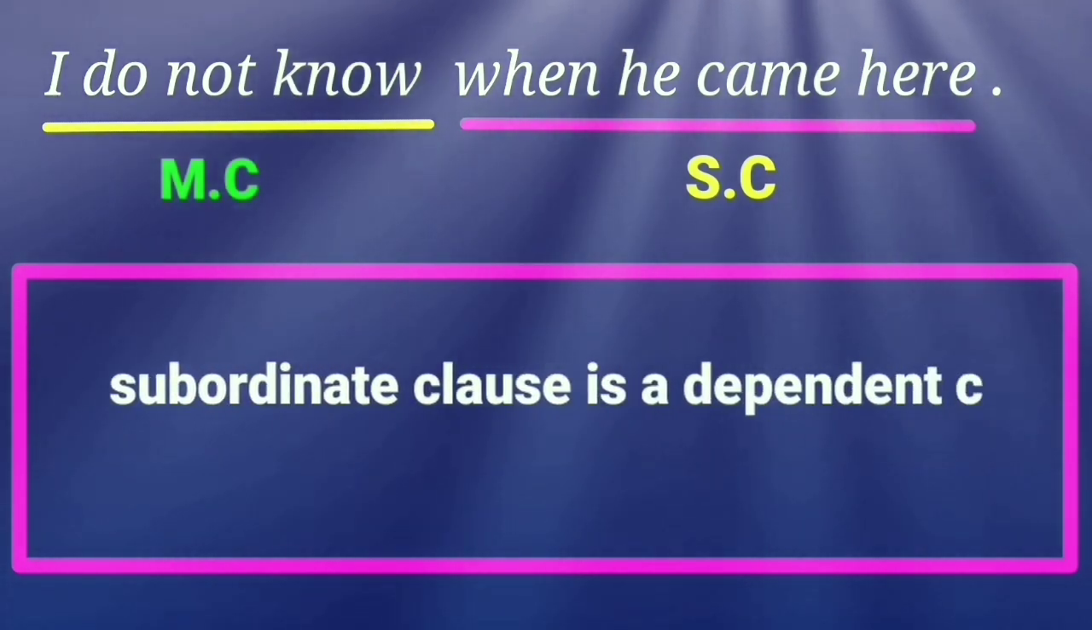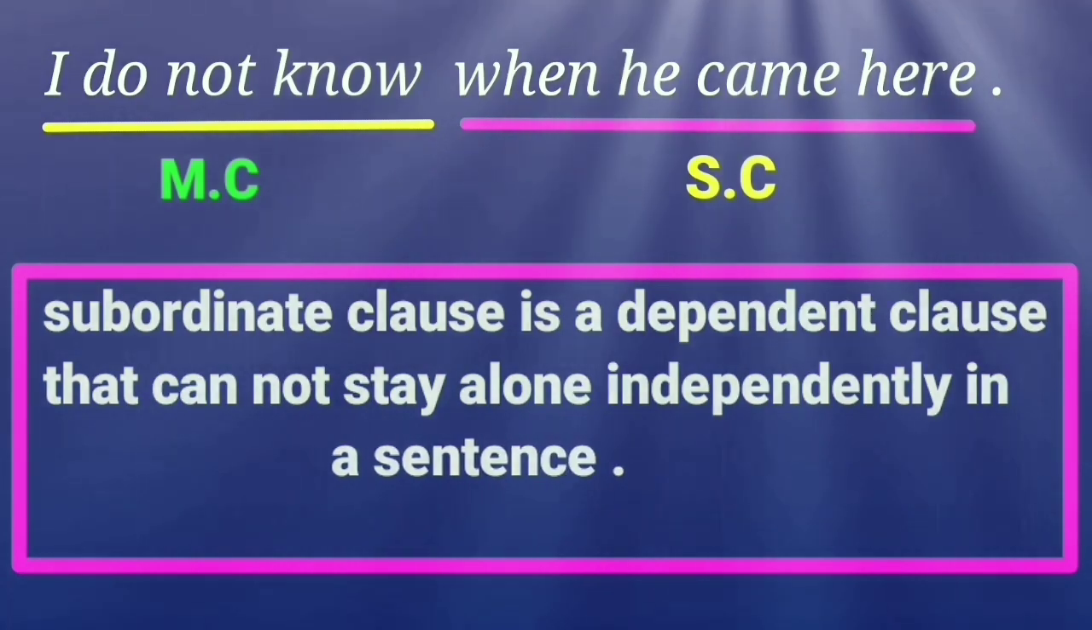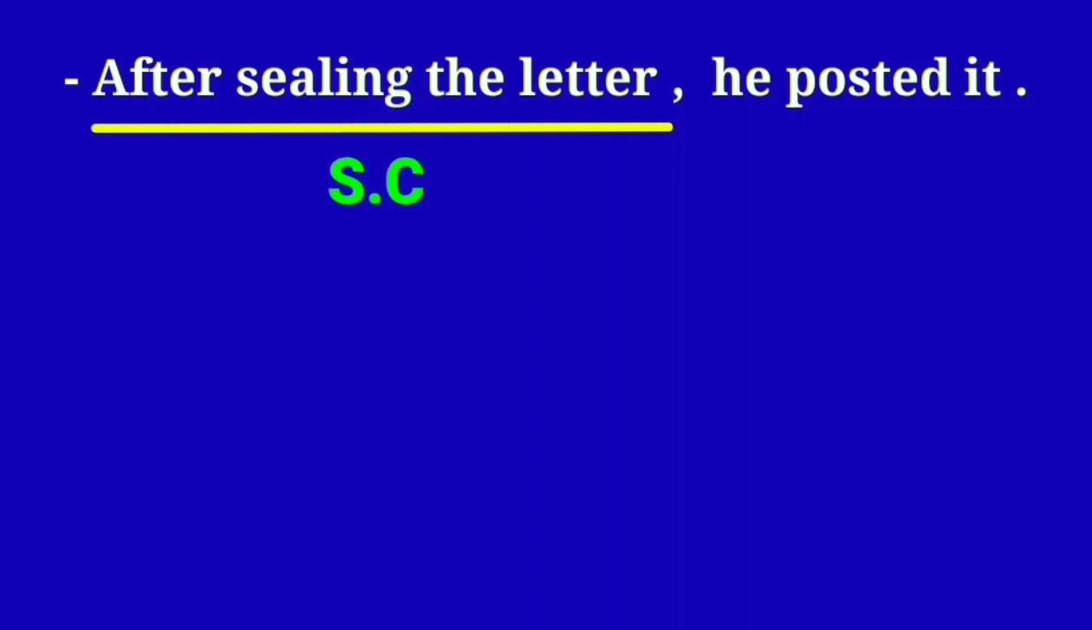A subordinate clause is a dependent clause that cannot stay alone independently. After sealing the letter, he posted it. After sealing the letter is a non-finite clause that is not independent. It is a subordinate clause as it depends on the main clause.